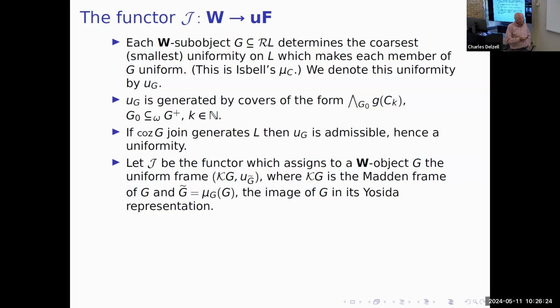Okay. It happens that as long as G is big enough, this thing is admissible, and big enough here means that you have to have enough elements of G so that their cozeros generate the frame. And then you have enough to make the uniformity admissible. Okay, so the full description of the functor J is that from a given W object, it extracts the Madden frame and equips it with the uniformity on the Madden frame generated by the image of G in the Yosida representation, G tilde.